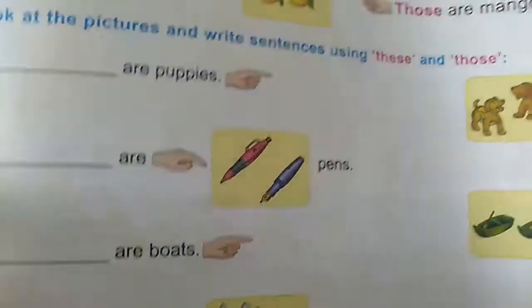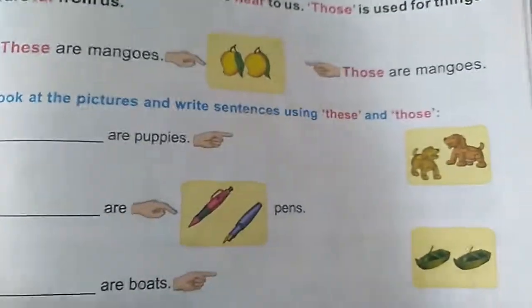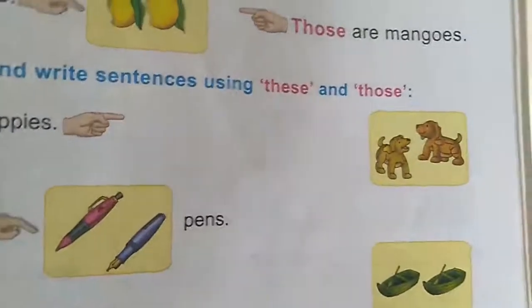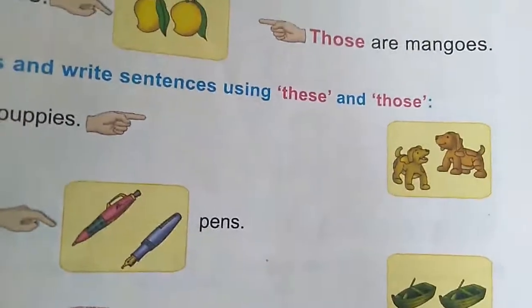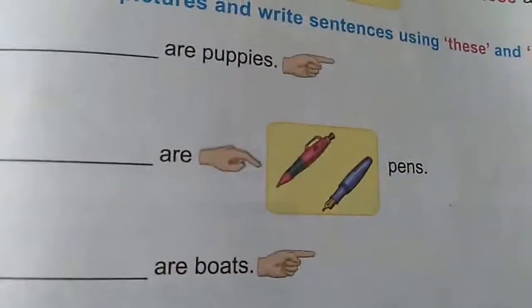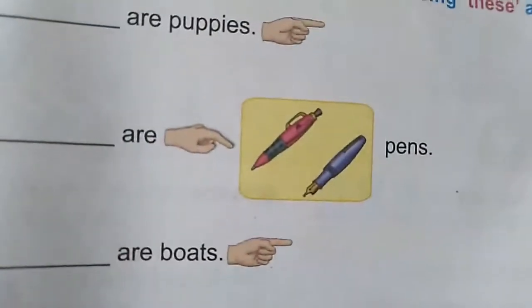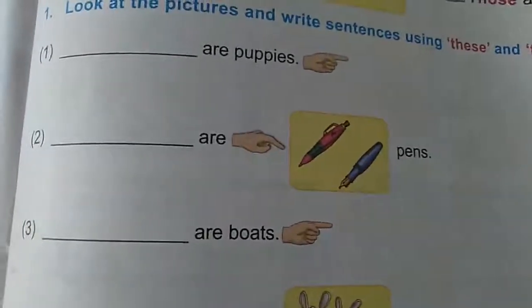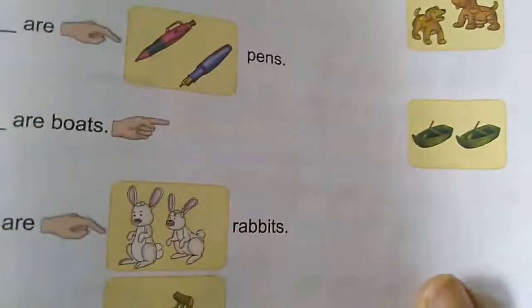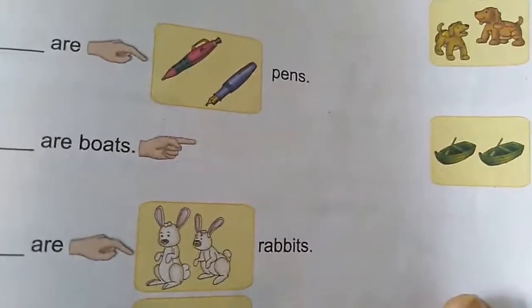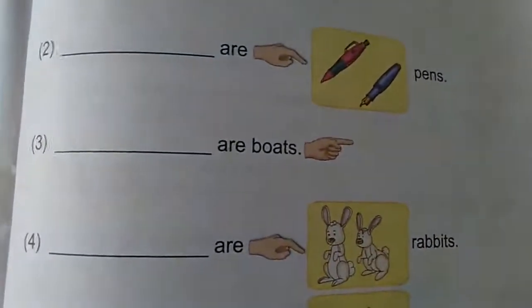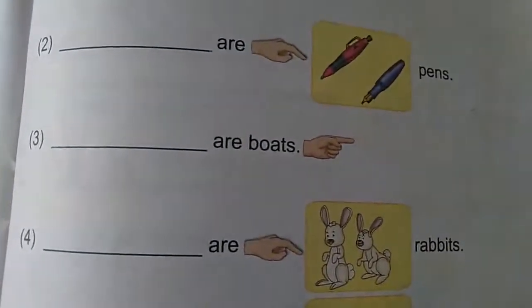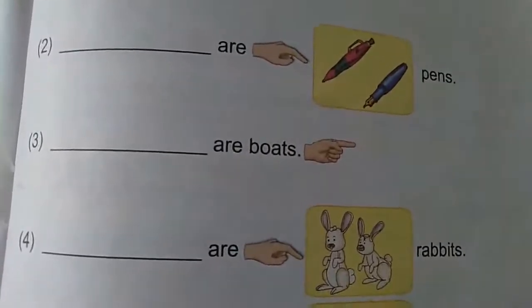So children, here you can see now the images. Dash are puppies. So see children, the puppies are far away. So we use what? Those. Now here you can see the pens. There are two pens and they are very near. Then we use these are pens. Third one, you can see the boats are far away. Then we say those are boats. And here we can see the rabbits are very closer to us. Then we say these are rabbits.